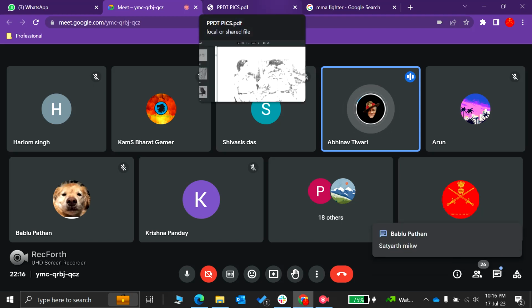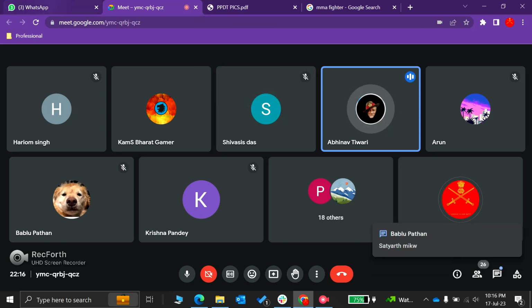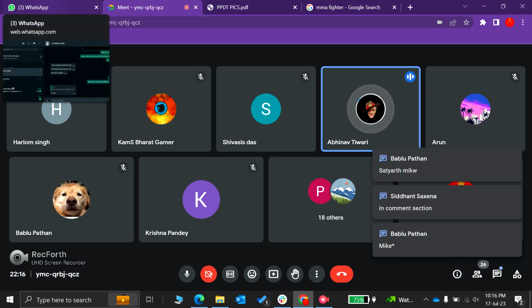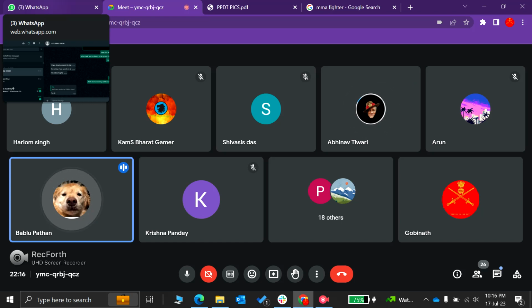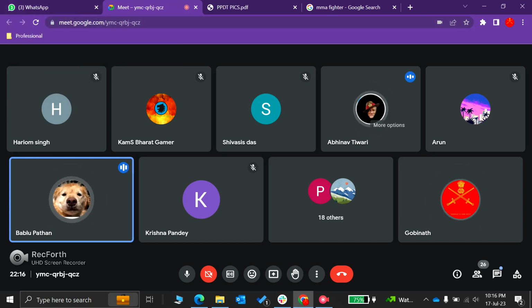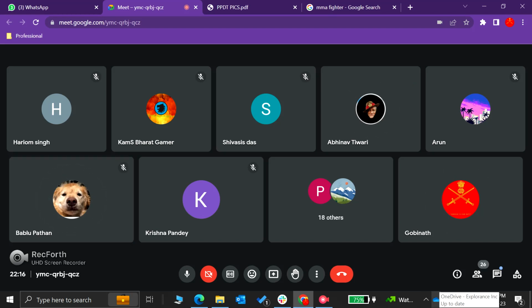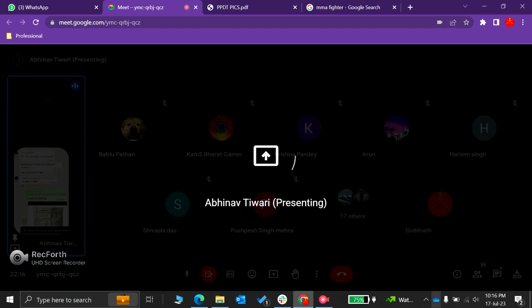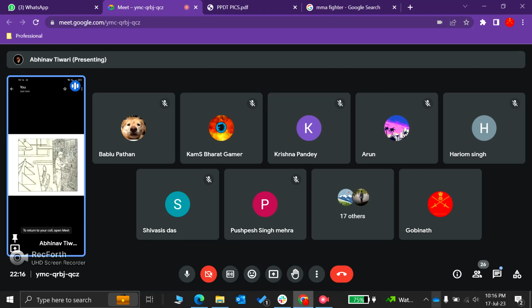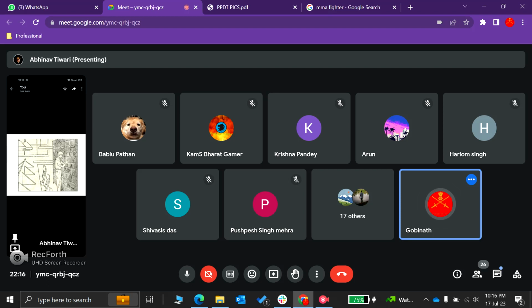Can someone send this pic to the group Mike, which I'm sending, because this photo is going only to Lima. Can someone forward this to Mike so that they can also get access to this pic? Okay, we can do one thing. You can just share your screen, if it is possible, so it is visible for everyone in this group. Okay, sir. Wait, I'm sharing the screen. Is it visible? Yeah, it's visible.